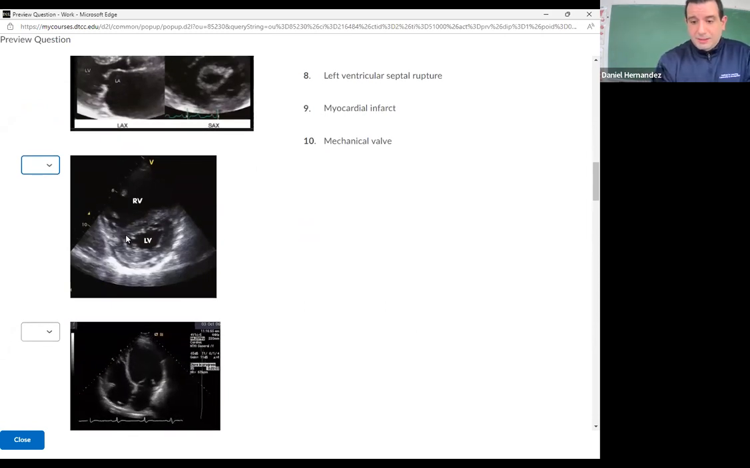This one shows that classic D-shaped left ventricle, or a flattening of our intraventricular septum. And a very large dilated right ventricle. So this is a classic sign that we could see with patients with severe pulmonary hypertension. So we associate this with pulmonary hypertension. This flattening of the intraventricular septum is due to the increased right ventricular pressures.